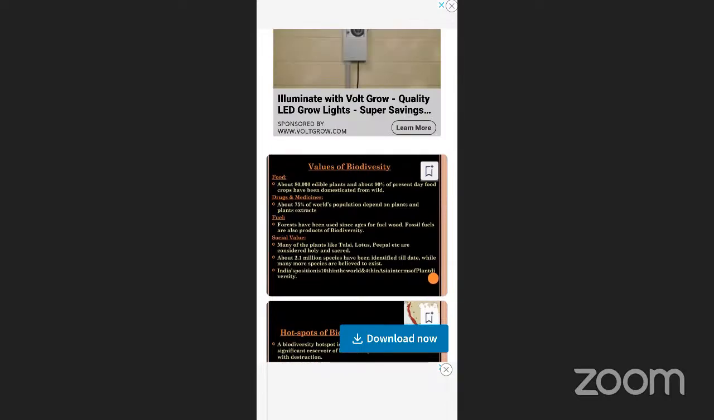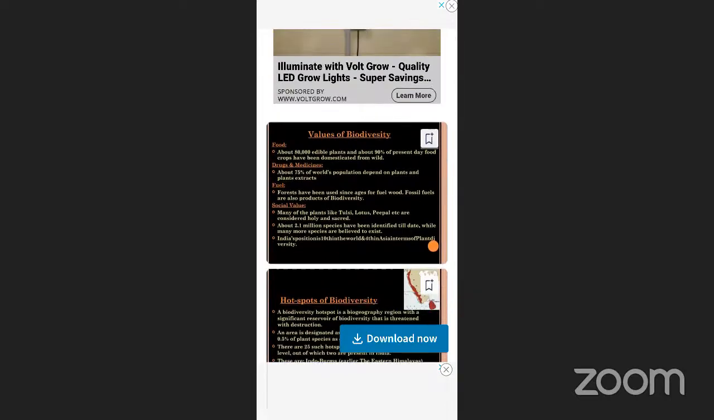Values of the biodiversity. What are the values of the biodiversity? Mainly, we already discussed in previous classes. Food: about 80,000 plants, and about 90% of present-day food crops have been domesticated from the wild. Most of the major cereals are wheat and rice. These are also for food purposes, related to biodiversity.